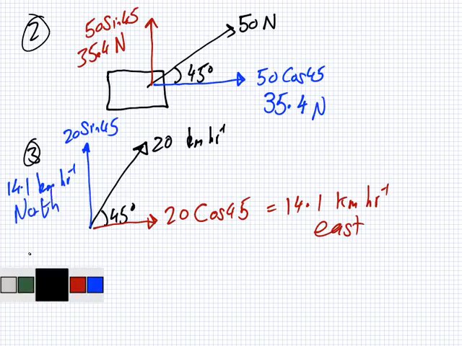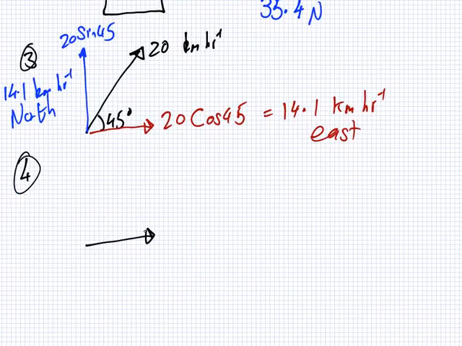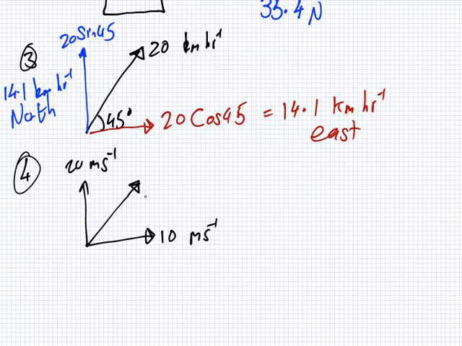Okay, 4, what's happening? A ball is projected with a horizontal speed of 10 meters per second and a vertical speed of 20 meters per second. Okay, so this time it's the opposite. And we need to calculate the magnitude and direction. So the magnitude, we get that from Pythagoras. So what's that? Square root 500, is it? Yeah, 22.4 meters per second.